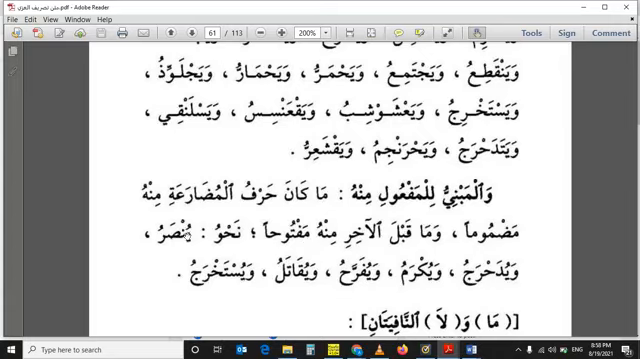Nahu, yunsaru. So, nasara, yansuru, right? Yansuru means he is helping. Yunsaru now means what? He will be helped, or he is being helped. So, yunsaru, it is a passive form. So we see that our harful mudara here is taking what? Dhamma. Our second to the last alphabet is taking what?